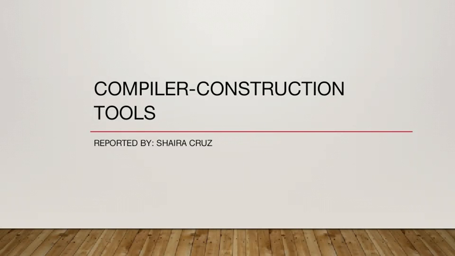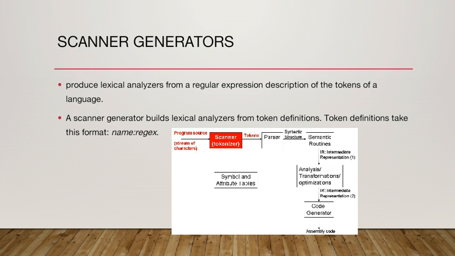Compiler construction tools are specialized tools that were created to help implement various phases of a compiler. First, we have scanner generators. Scanner generators produce lexical analyzers from a regular expression description of the tokens of a language. A scanner generator builds lexical analyzers from token definitions. Token definitions take the format variable name followed by a colon and the value of the variable.